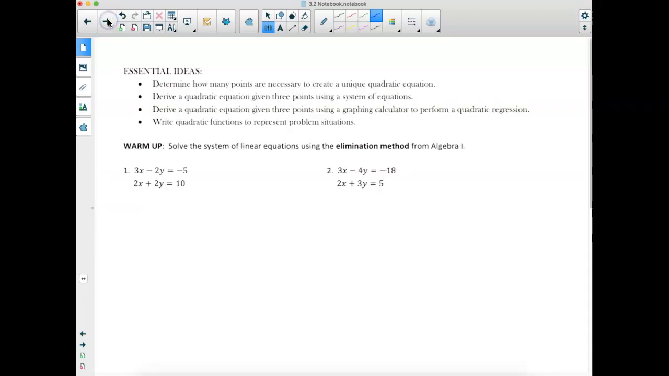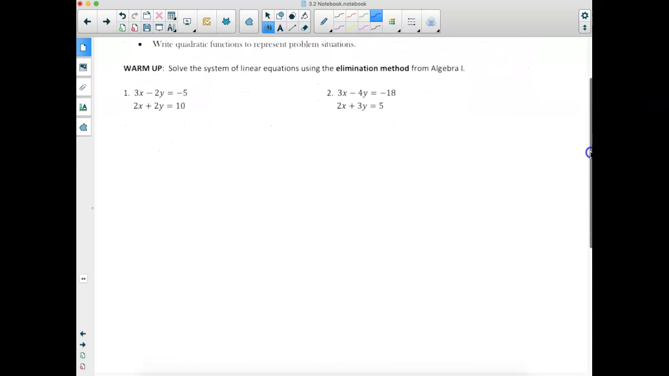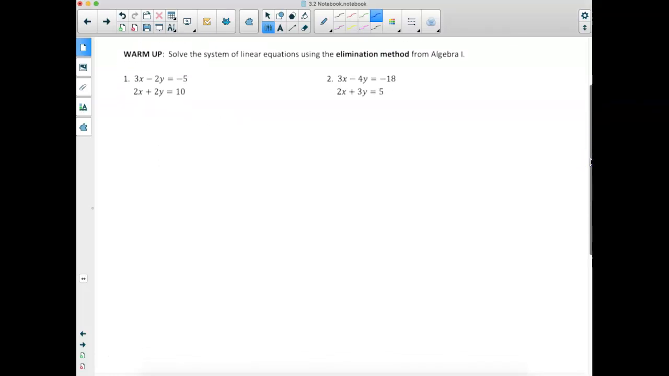And there's a warm-up here on your packet. And the reason there's a warm-up is because we have to remember how to solve systems of equations in order to do this. So before we get there, hit pause. Try to solve these two systems of equations to make sure you remember how to do it. And as soon as you're done, unpause and make sure you come on.